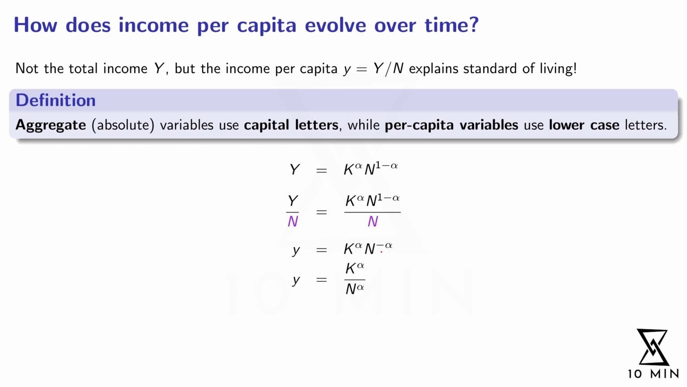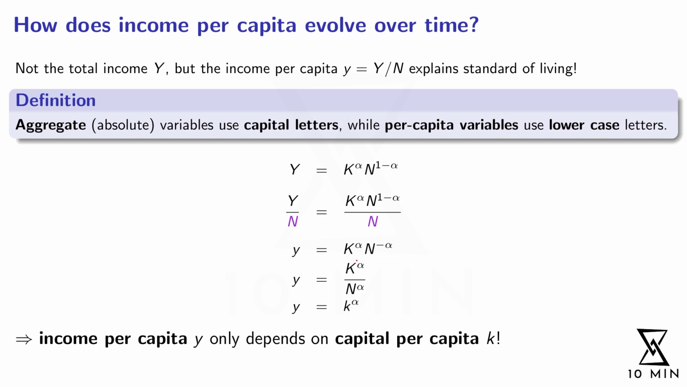We are almost done. So now we can use the same trick in the other direction. Instead of having N to the power minus alpha in the numerator, we can also write N to the power plus alpha in the denominator. Finally, if we now look at the right hand side, we now have K over N to the power alpha, and K over N, the total capital stock divided by the number of people, that's simply our capital per person, our capital per worker, and we use lowercase k for that.